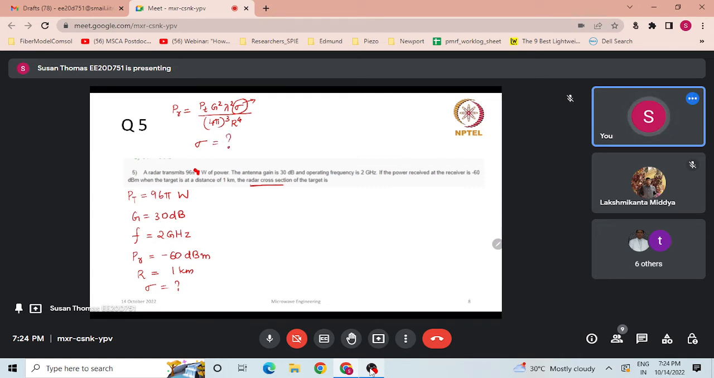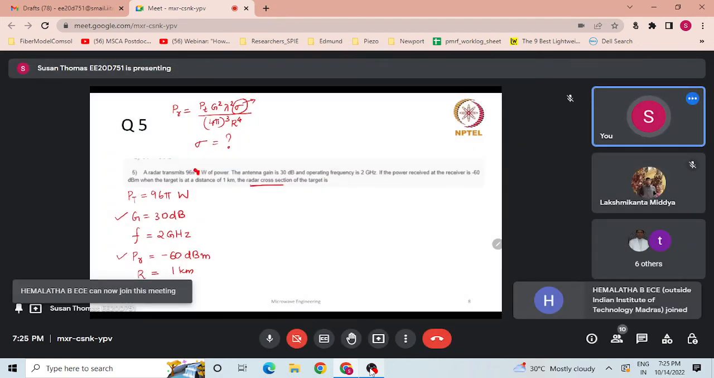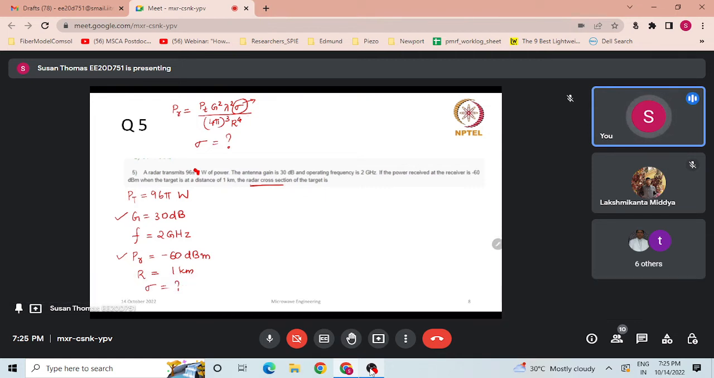Before solving this question, notice that the gain value and the received power value are in dB or dBm. So we need to convert them to linear so that we can substitute in this equation. That is the only thing you need to take care of. Let me ask, what is 30 dB in linear? Can you please type in the chat? What is the gain value?